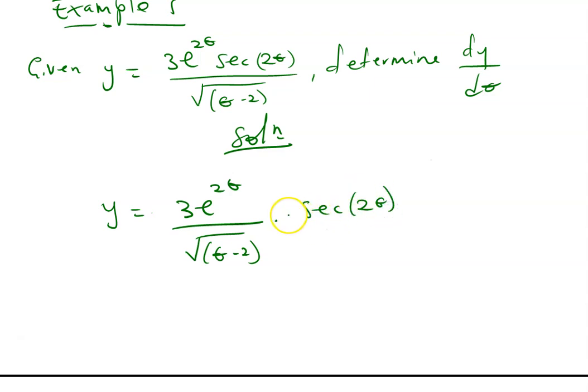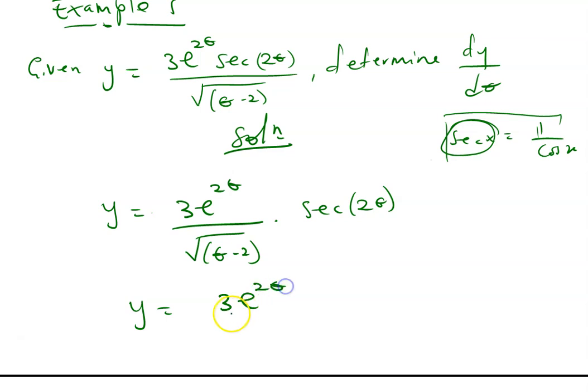We've not changed anything. We just separated the sec 2θ from the whole expression, because we know that sec x is equal to 1 over cos x. So we want to change this sec x to 1 over cos x. That is, y can be equal to 3e^(2θ) over the square root of θ minus 2 times 1 over cos 2θ.